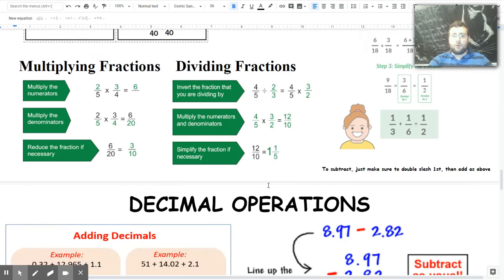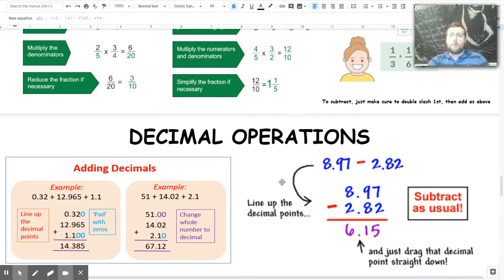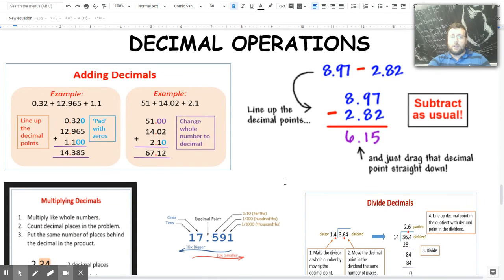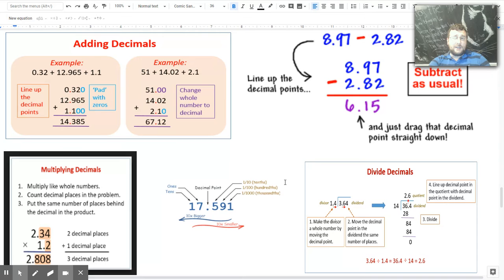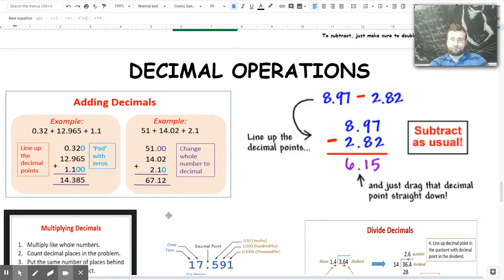I'm also going to talk in the next video about operations involving decimals. I'm going to describe what decimals are and how you can read them. Then how to add, subtract, multiply, and divide them.